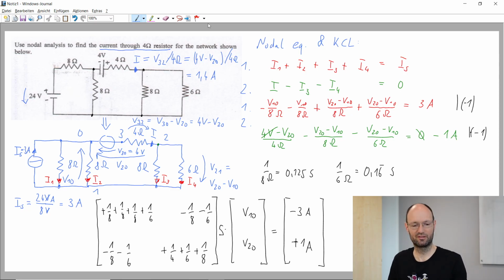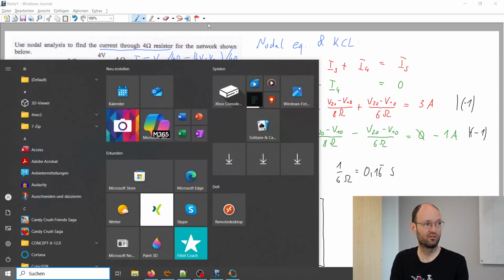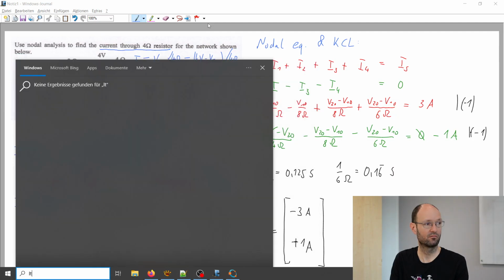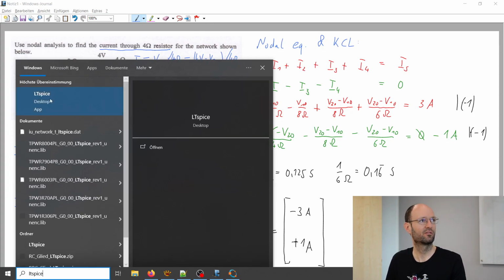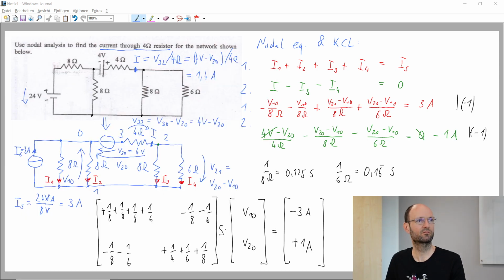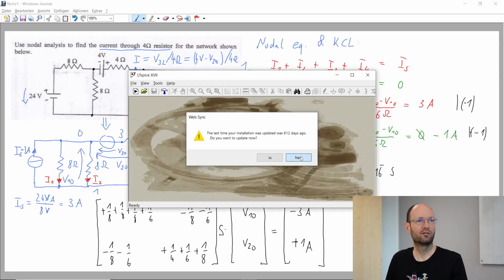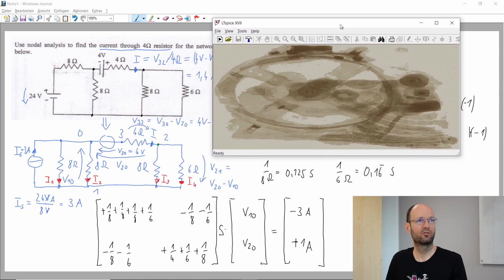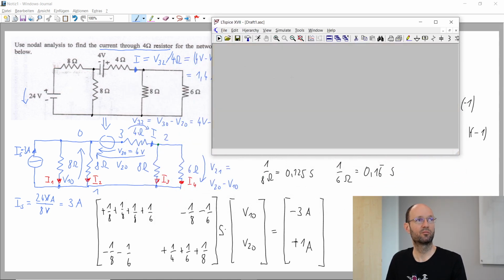What I would suggest instead is to use LTspice, the LTspice circuit simulator that is hopefully found here in the desktop app, and the computer is super slow. And I don't want to do an update right now. I will just open up a new schematic.